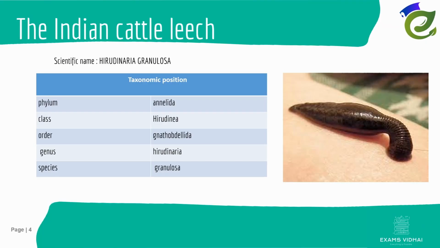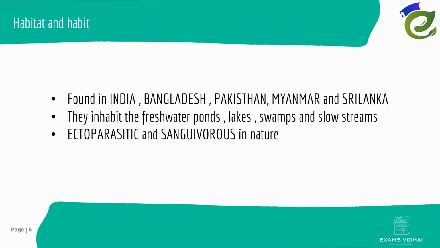The Indian cattle leech, scientific name Hirudinaria granulosa. Taxonomic position: phylum Annelida, class Hirudinea, order Gnathobdellida, genus Hirudinaria, species granulosa. Coming to its habitat and habit, they are generally found in India, Bangladesh, Pakistan, Myanmar, and Sri Lanka. They inhabit freshwater ponds, lakes, swamps, and slow streams. They are ectoparasitic and sanguivorous in nature. Ectoparasites are animals that live outside the host and feed off them, and sanguivorous animals depend solely on blood for their survival.